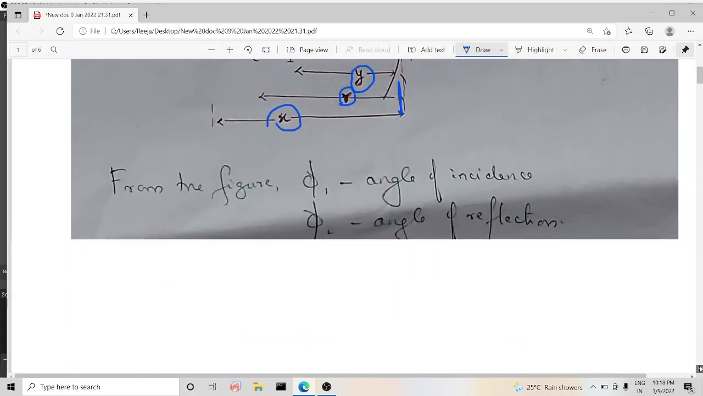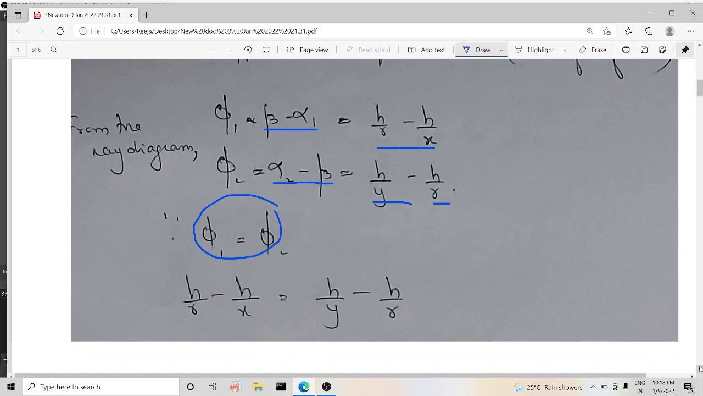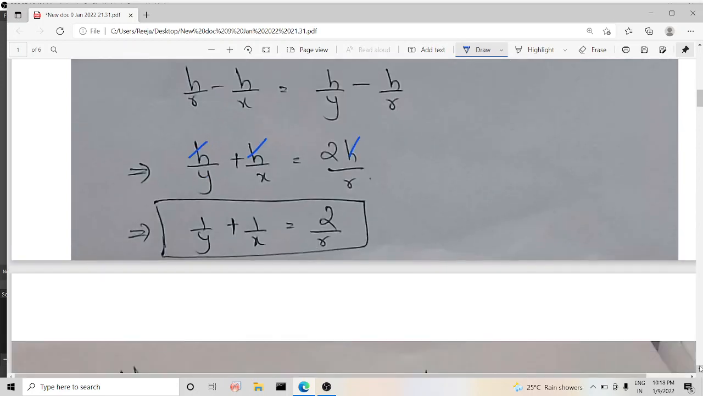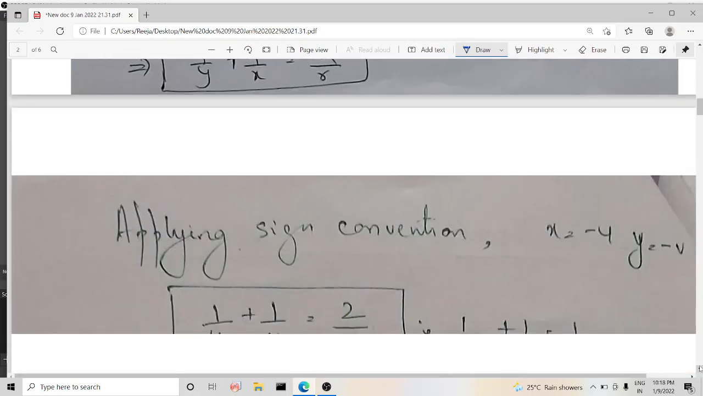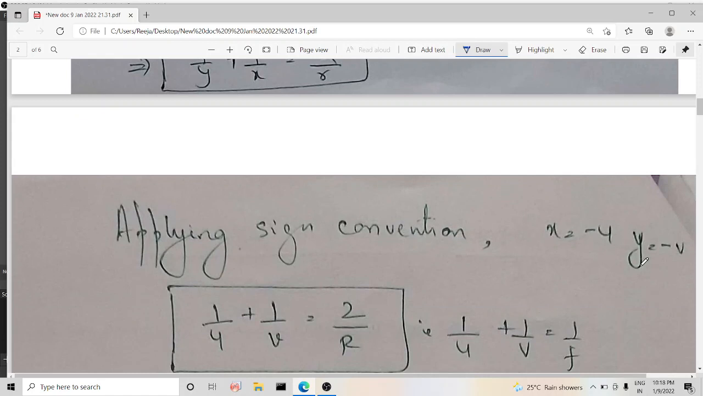Okay, so you can apply it here. You can see what we have written here: x is equal to minus u, y is equal to minus v. So 1 by u plus 1 by v is equal to 2 by r. What is 2 by r? R by 2 is f. So this is equal to 1 by f.